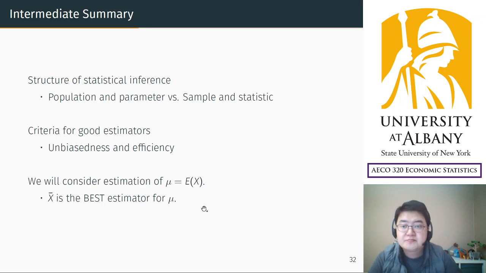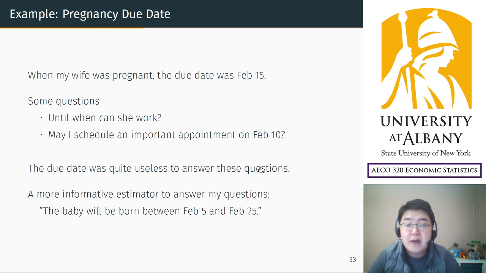Now, I'm going to start another example, which will motivate a more extended method of estimation. It's my real experience. When my wife was pregnant, the due date was February 15. Now my son is 4 years old, so it's 2016.